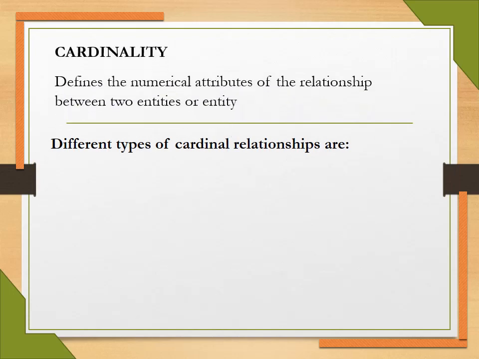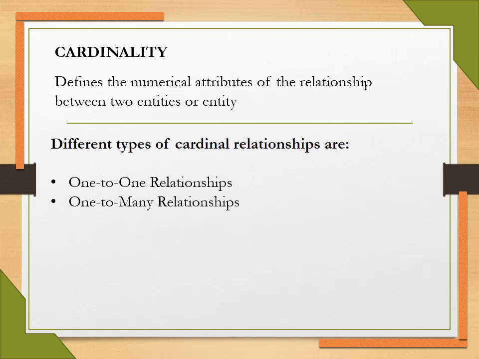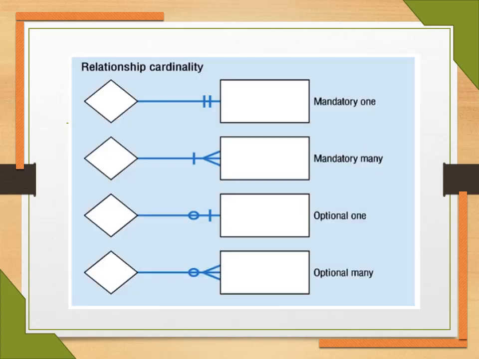So, what is cardinality? It defines the numerical attribute of the relationship between two entities or entity sets. Now, what are the different types of cardinality? One-to-one relationship, one-to-many relationship, many-to-one relationship, many-to-many relationship. So, this is most likely what cardinality is. In the first, mandatory one. Second, mandatory to many. Optional one, optional.